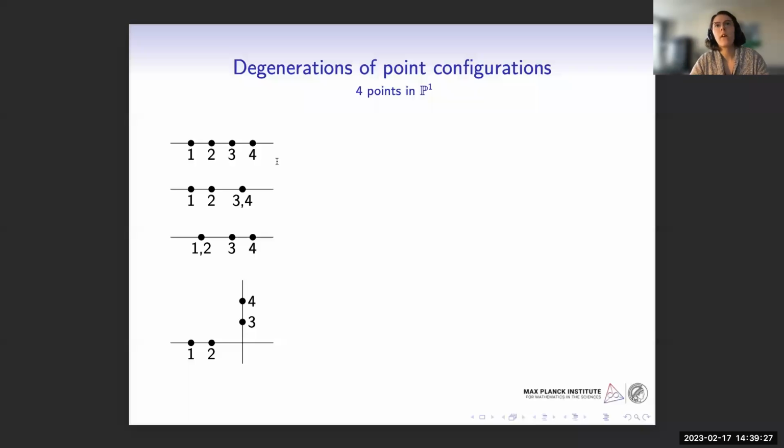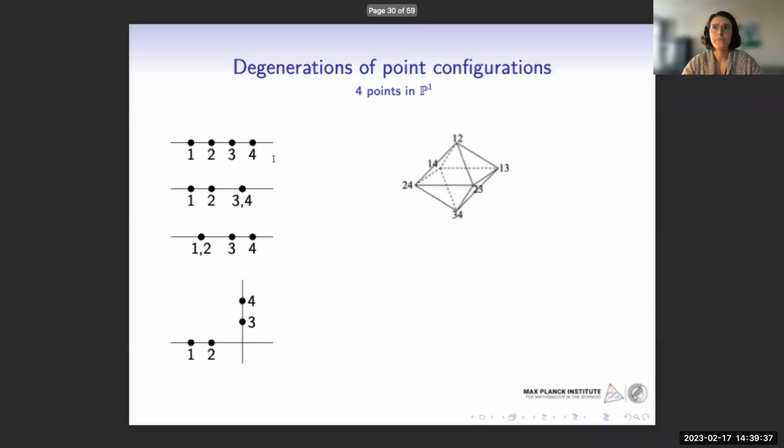Okay, but let's try to understand this from the perspective of matroids. So for 4 distinct points in P1, the matroid that I get is the uniform matroid. So all the subsets of size 2 are bases. And I can draw for this the so-called matroid polytope, which we'll define in a second. But it looks like this. So every vertex is assigned 1 basis.